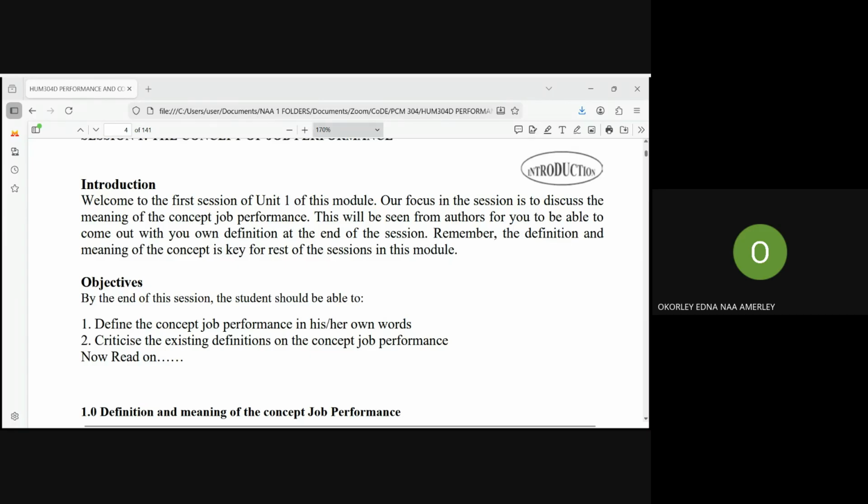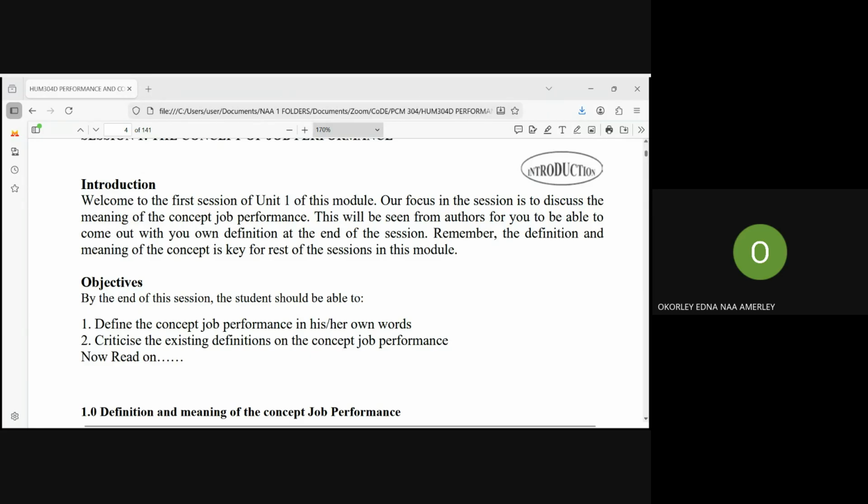Now we are getting into the tough part. We have been able to understand what a job is. We've been able to understand what performance is. So, who can help us by putting these two concepts together to tell us what job performance is? Any attempts by anyone?